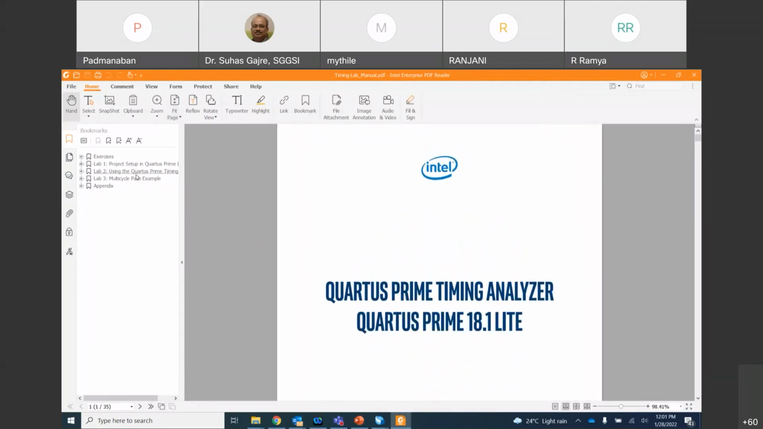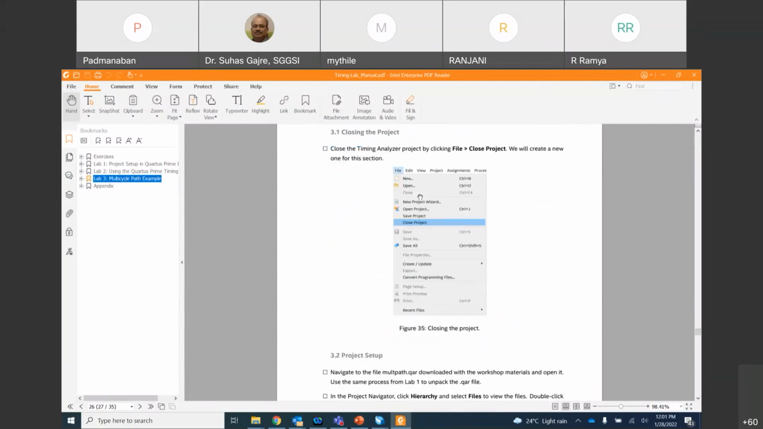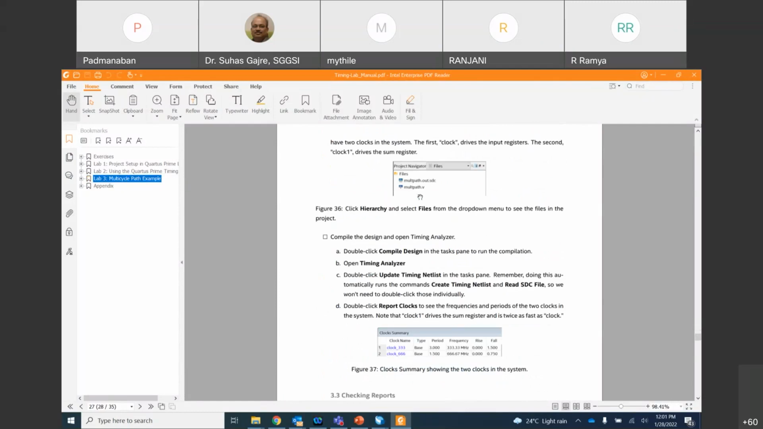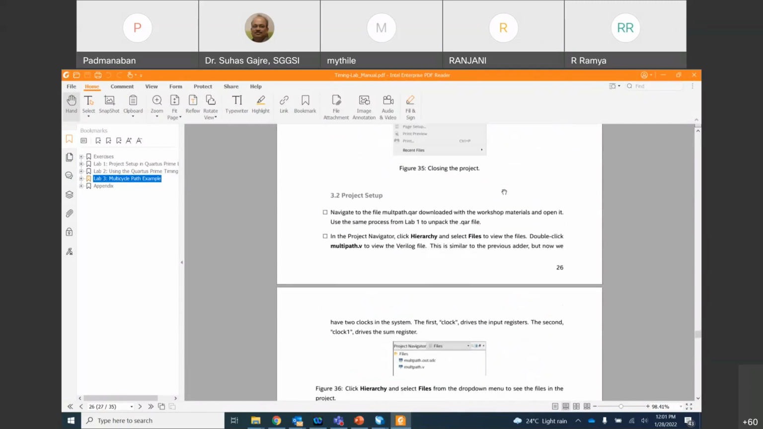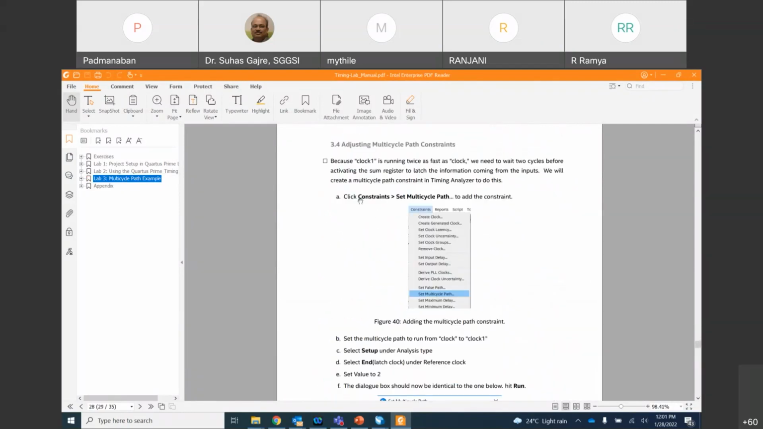Here, all the examples, starting from the first two, I have already explained to you. You can try them later by going through the lab manual. Now you can see lab 3, which is the multi-cycle path example, which I need to show you here, because this will give an idea of how you can go through it step by step. You can see that I have shown you both clocks here, the 333 megahertz clock and the 666 megahertz clock. Both are there, but we need to apply a multi-cycle path constraint. This is very important for us.